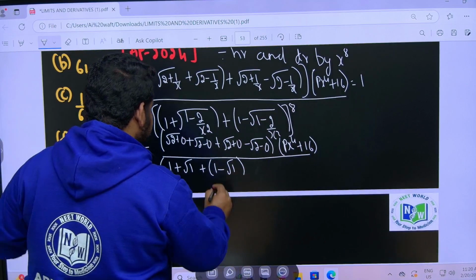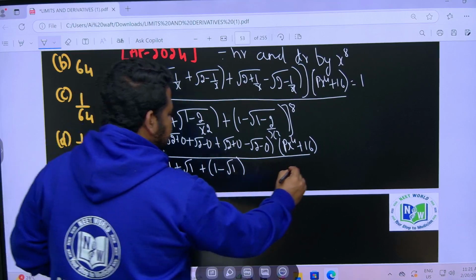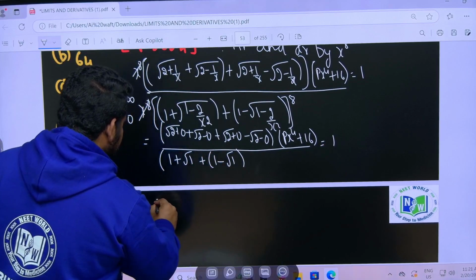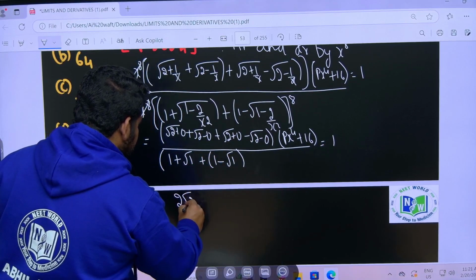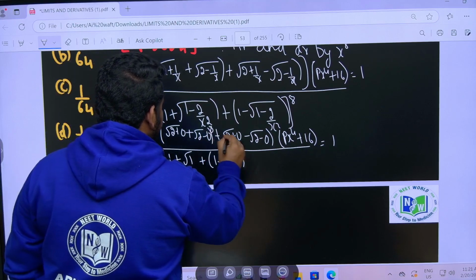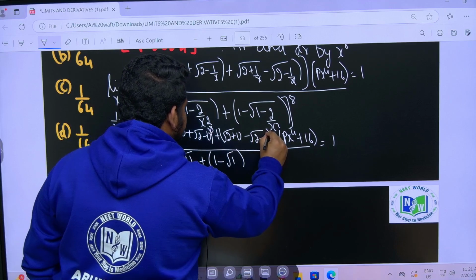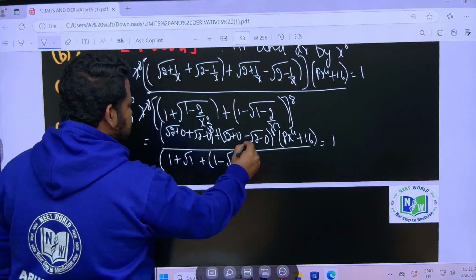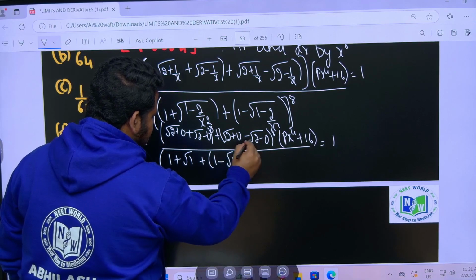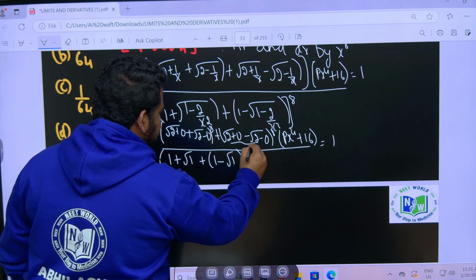So what will this become, friends? 1 minus 1, this will become 0. This will be equal to 1. So I can write this as root 2 plus root 2 will be equal to 2 root 2, to the power of 8. This will be root 2 minus 0. Root 2 plus 0, root 2 minus 0 is root 2. Root 2 minus root 2 is 0.